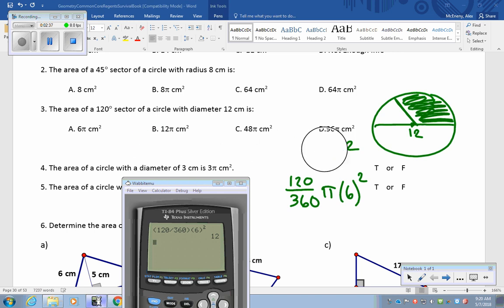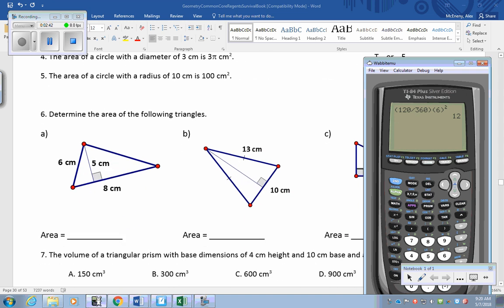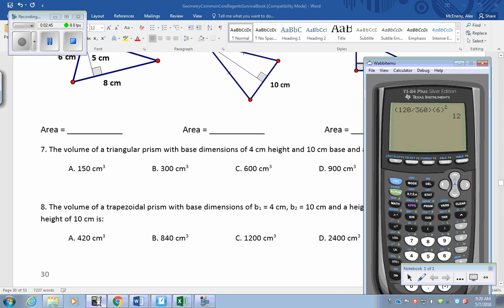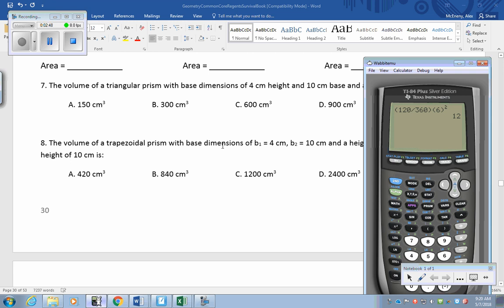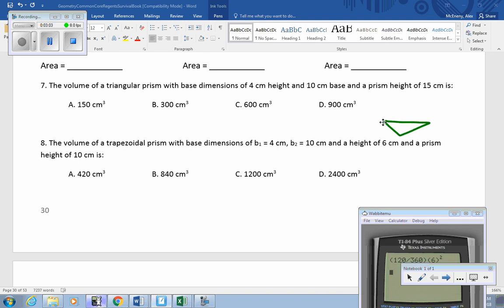Now let's move on to another question. Let's take a look at question 7. Triangular prism, base dimensions of 4 centimeters for the height and 10 centimeters for the base, and a prism height of 15. I'm going to try my best to draw a triangular prism over here. It's basically just two triangles connected by the height. So in this case they have 4 and 10 for the triangle, and then a prism height of 15.